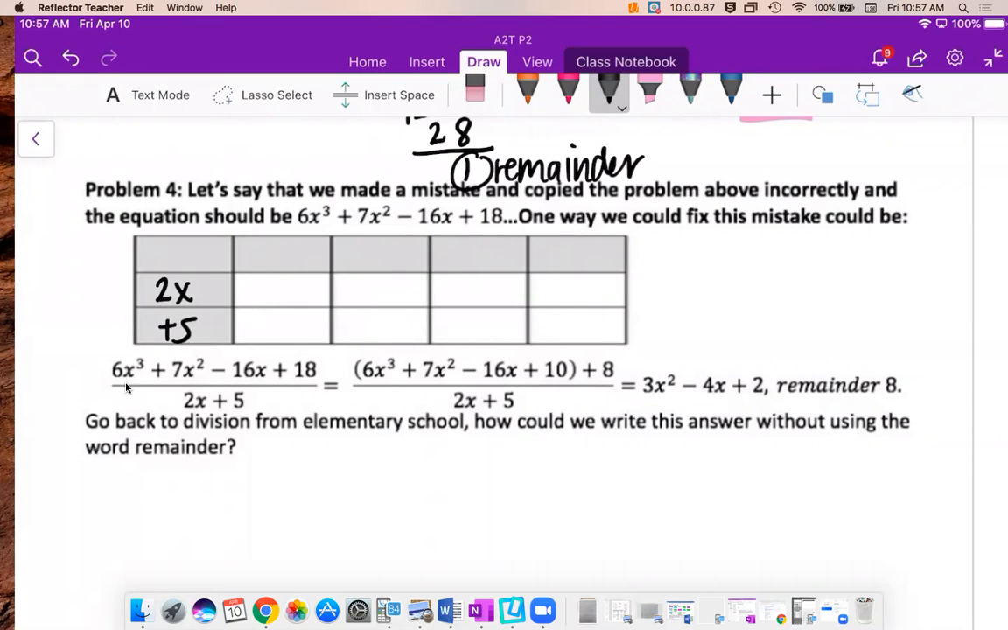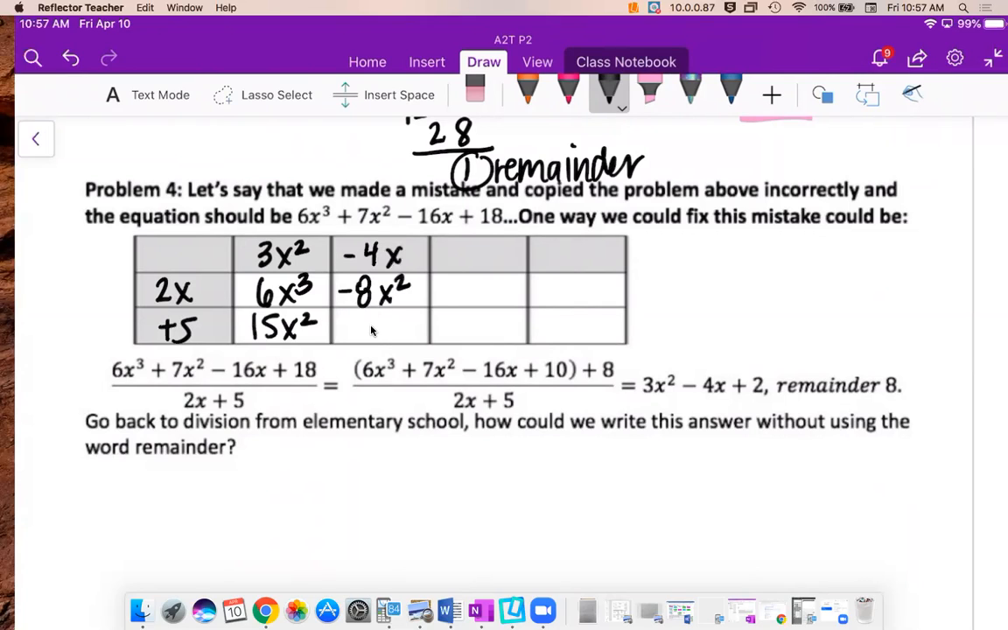So I know the highest number goes in this top box. So this becomes 6x cubed. And this is doing the same problem we just did. So this top box up here has to be a 3x squared because 2x times 3x squared becomes this. And then I can multiply this becomes 15x squared. Then I needed my x squareds to be 7x squared. So that means this has to be a minus 8x squared so that when I combine these two, I get 7x squared. This top box would have to be a negative 4x.